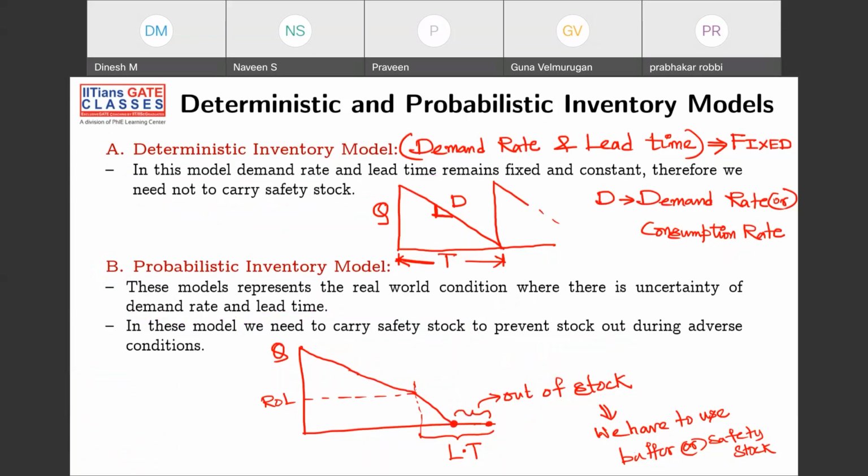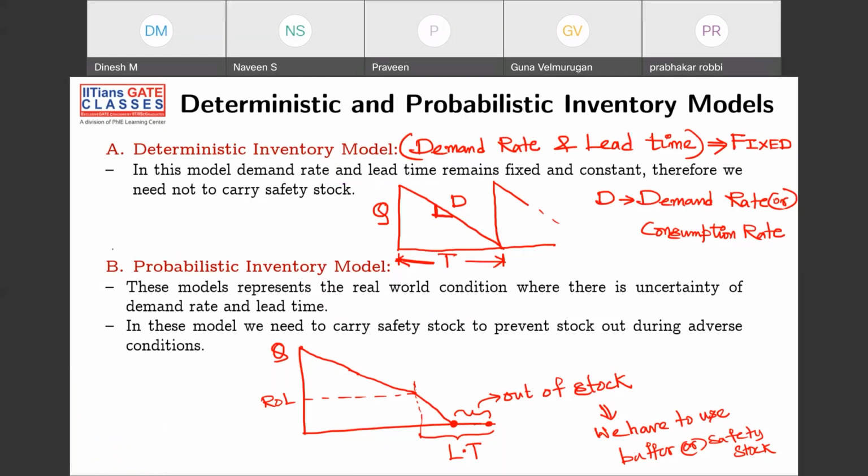Buffer stock means the safety stock that you have kept in your garage or maybe in your store, so that you'll be using it for some important situations, right? So in a nutshell, the important points: if demand rate and lead time are fixed, there is no need to carry safety stock, which is deterministic. If demand rate and lead time are not fixed, any uncertainty can happen and you have to carry safety stock, which is known as probabilistic. That is the difference between probabilistic and deterministic.